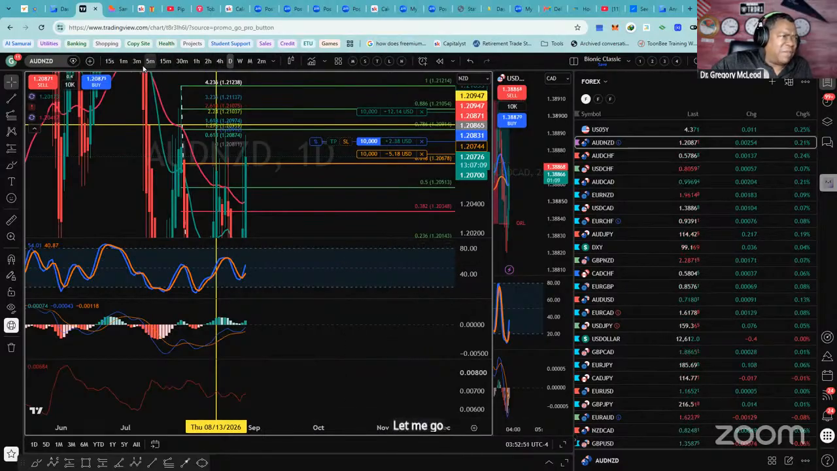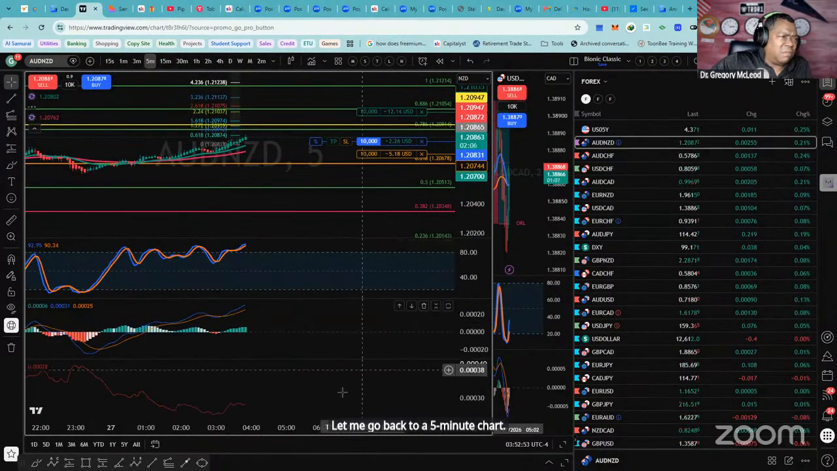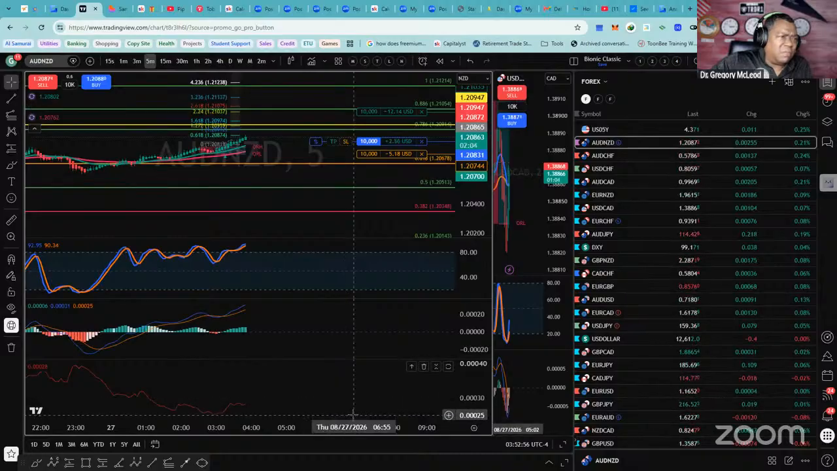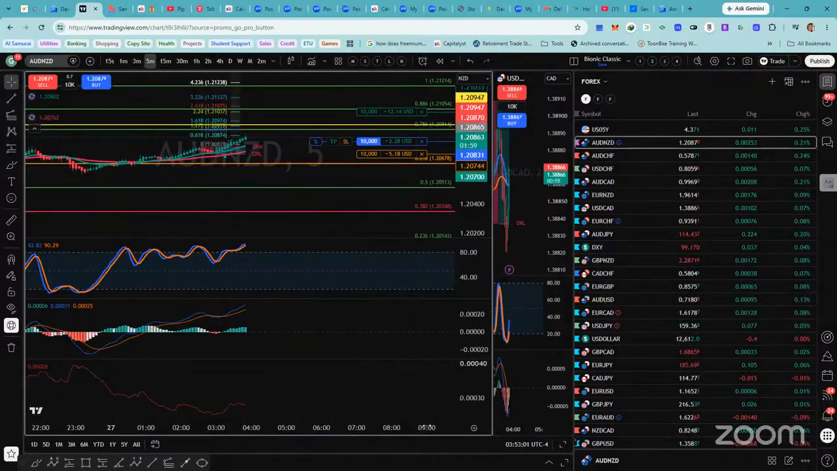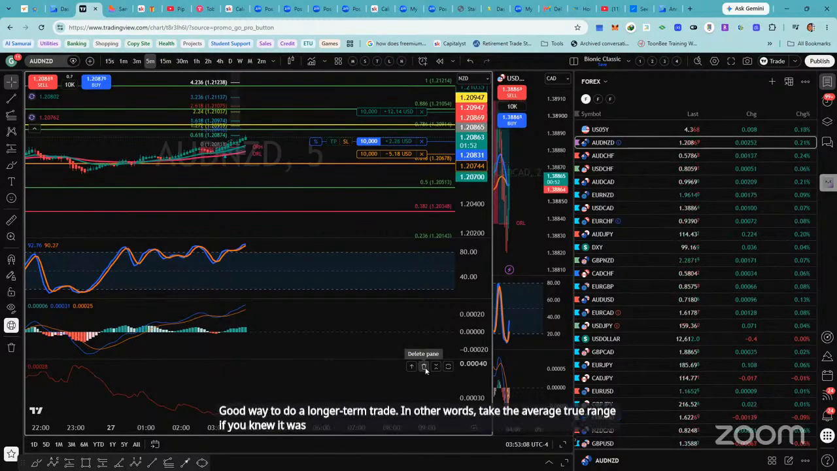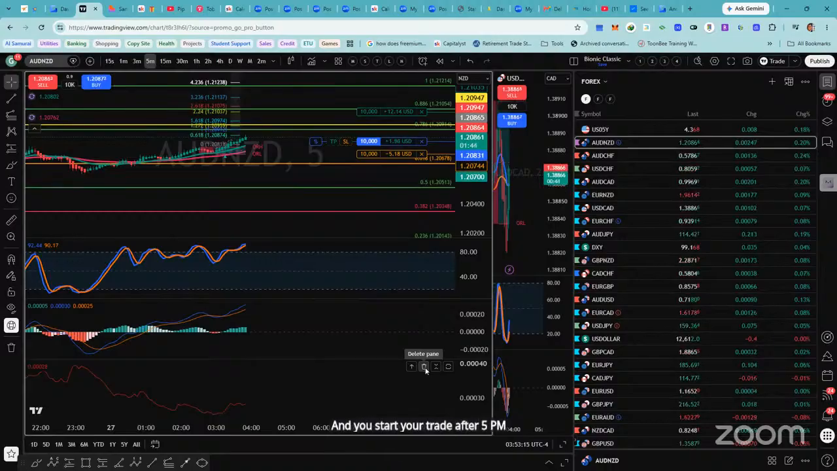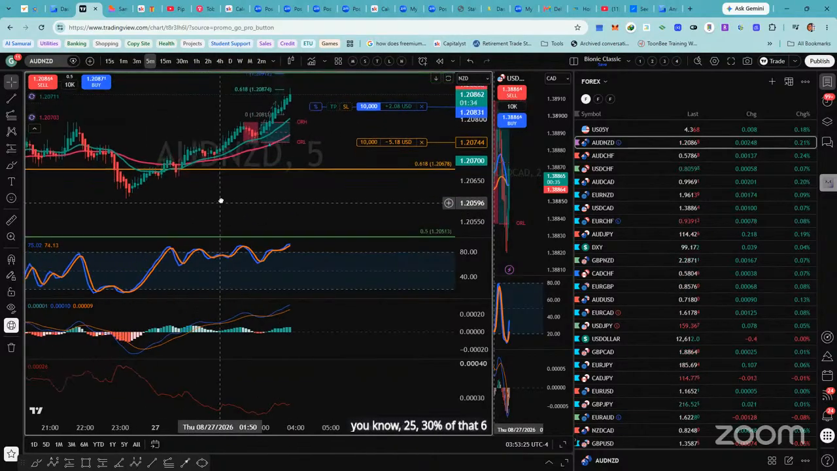We go back to a 5-minute chart. Doc, would that be a good way to do a longer term trade? In other words, take the average true range, if you knew it was going to be 65 pips on average a day, and you start your trade after 5 p.m. when the Forex day starts, could you expect to get like 25-30% of that 65 from that start?